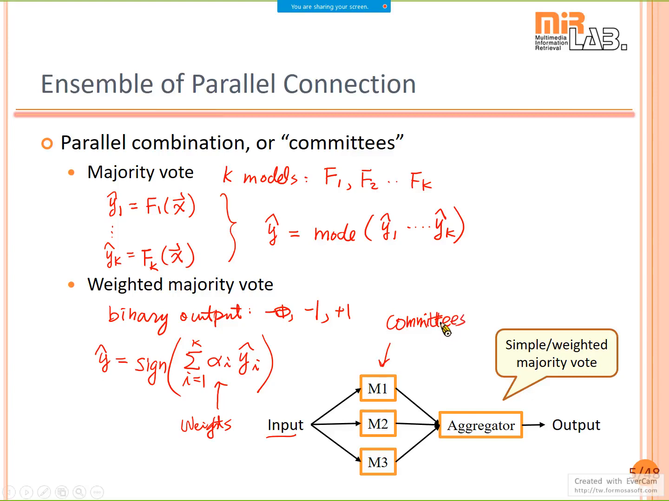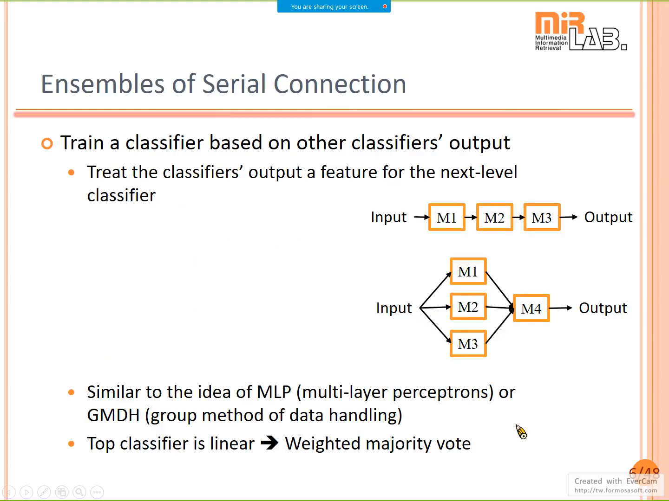Committees of classifiers. Then we pass the output into an aggregator. It's either a simple majority vote or a weighted majority vote. So this is for the parallel connection of an ensemble. On the other hand, we can have the so-called serial connection.